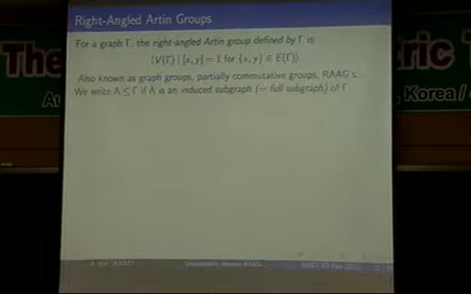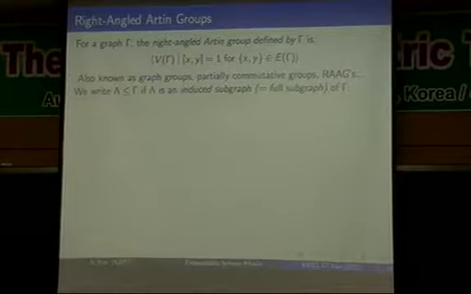So to describe them, first of all, an induced subgraph or full subgraph means it is the largest possible subgraph determined by its vertices. So given a subset of the vertex set, you just collect all the edges that are appearing in the larger graph.